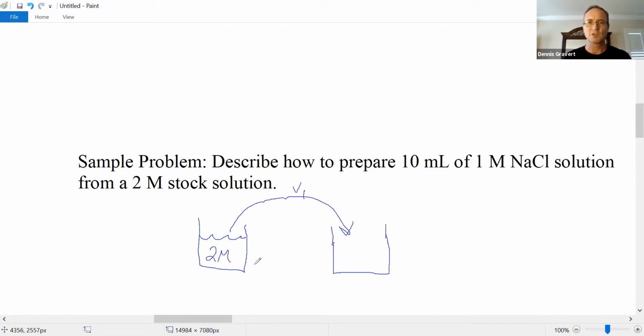That's your volume that you're transferring. And this is your M1, not V1. Your initial concentration, first concentration, take some of that first solution out, and then we add more water until we fill this up to the final volume with a final concentration. All right, so let's match things up. M1, V1, M2, V2.